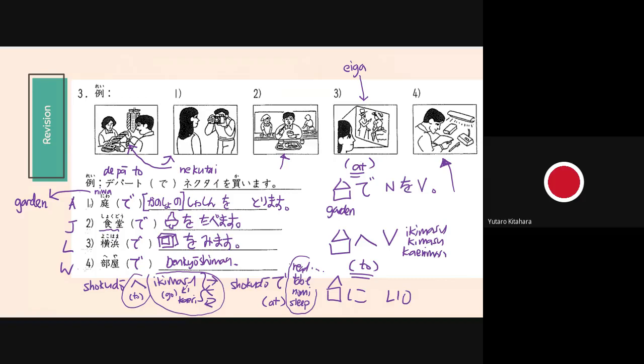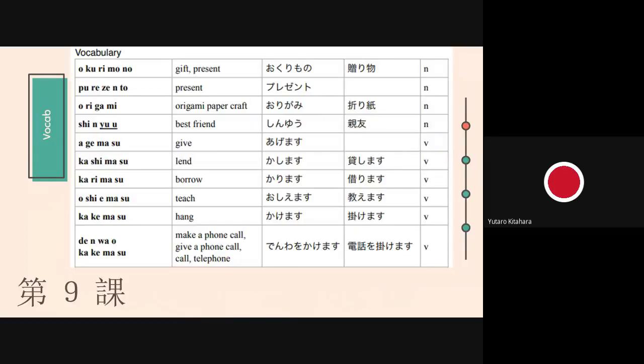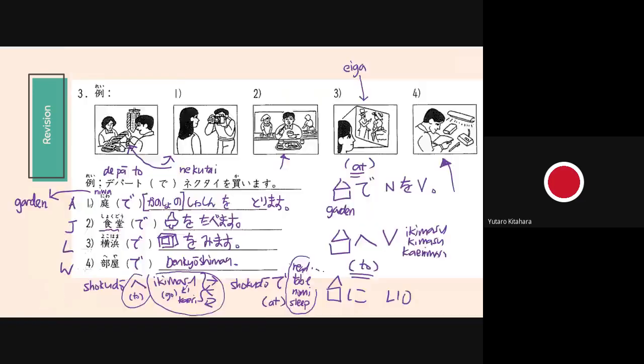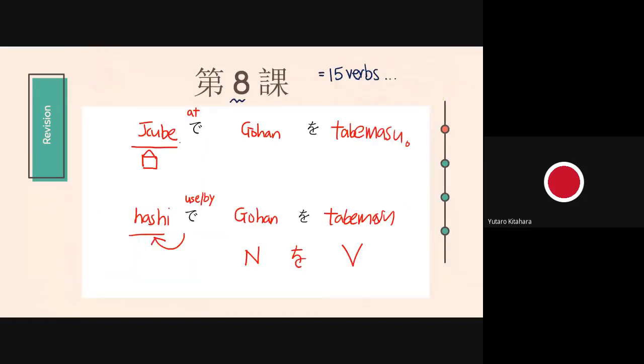Very good. Finally, we are done with lesson 8. Lesson 8 is just particle de and o, as I summarized just now, in case anyone missed it. At this place, particle de is 'at'. At J-cube, eat my meal. The other particle de is 'using' or 'by'. So I eat my meal using chopsticks. Hashi is chopsticks. Very simple.